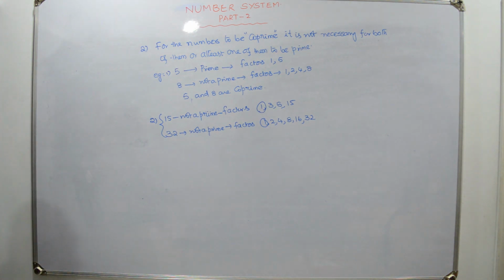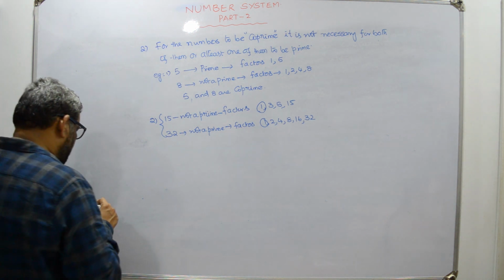So co-prime numbers means two numbers are said to be co-prime if they have only one common factor, that is 1 itself. But it is not necessary for the two numbers to be prime numbers. Of course, if the two numbers are prime, they are definitely co-prime. If one number is prime and one is not prime, they may or may not be co-prime. So this is about the co-prime.